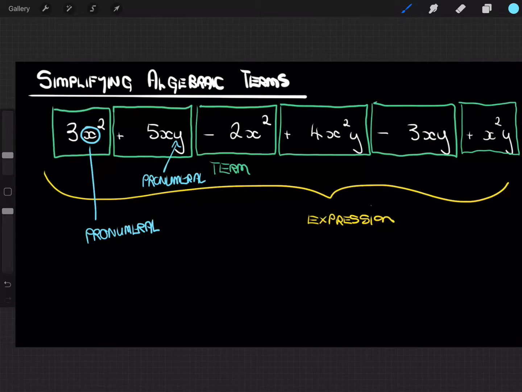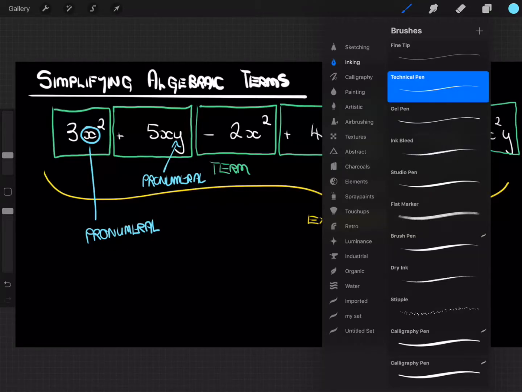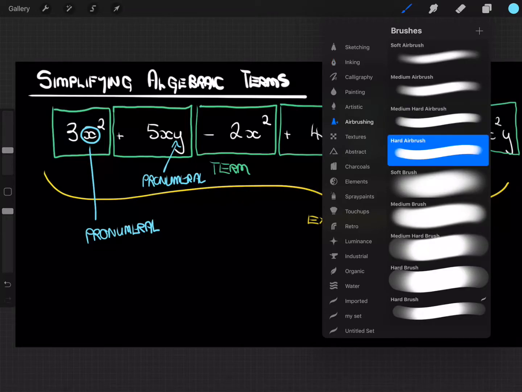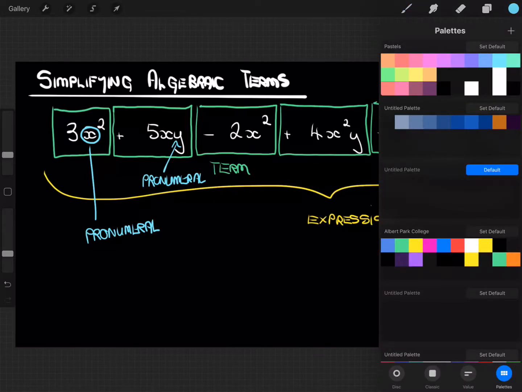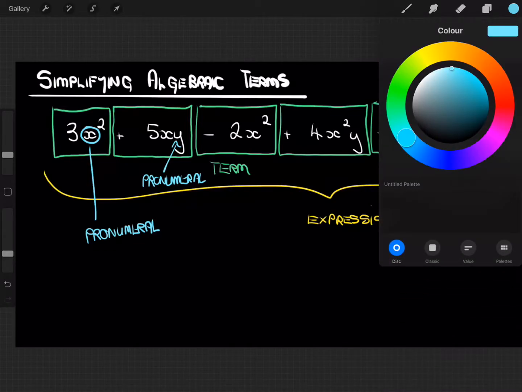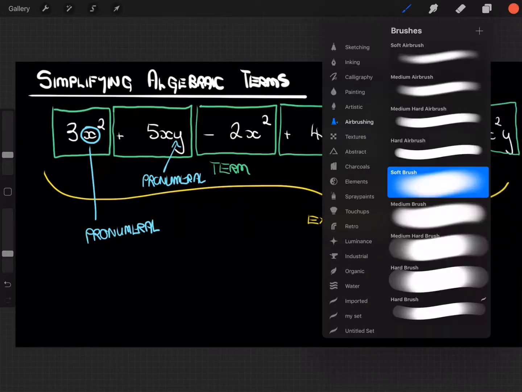Now, if we see a number of terms which have the same set of pronumerals raised to the same power, we call them like terms. So let's have a closer look at that. So I'll just change color here so it stands out.